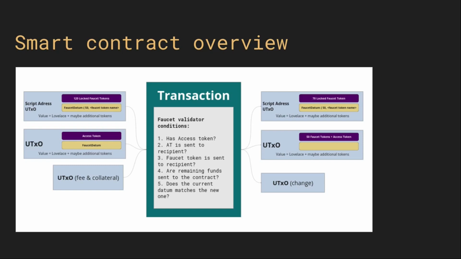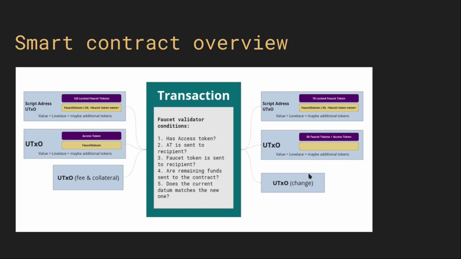Here I have the smart contract overview of our faucet validator. Let's explain it part by part. Here we have the inputs. We have a UTXO locked in a script address with the faucet tokens, and a datum that specifies the amount of tokens to be claimed. Second, we have a UTXO, probably in our wallet, with the access token. And we have another UTXO that serves as fee and collateral.